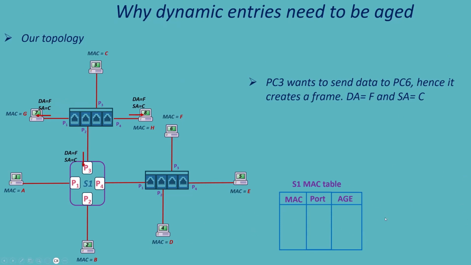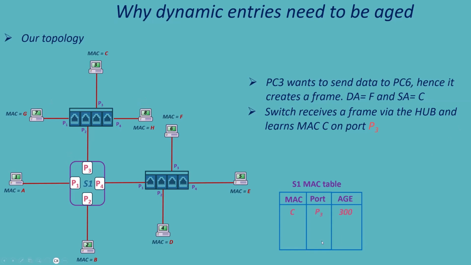The switch will receive the frame and then it will learn the MAC address C on port P3. Up till now, this concept of learning the MAC address should be clear to you all, so I'm not going to go through the detailed explanation. Switch 1 receives the frame and it learns the MAC address C on port P3. Along with that, it also sets a timer, indicating that now it has received it. That's the reason this 300 value is there.